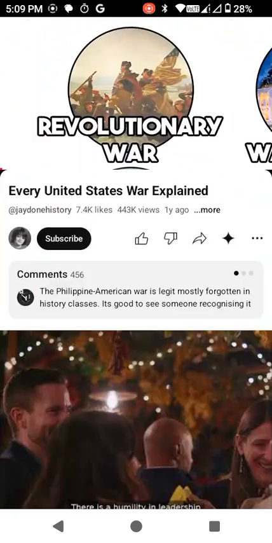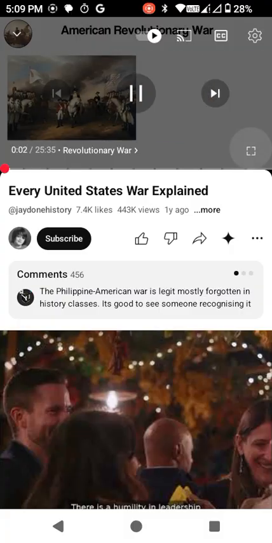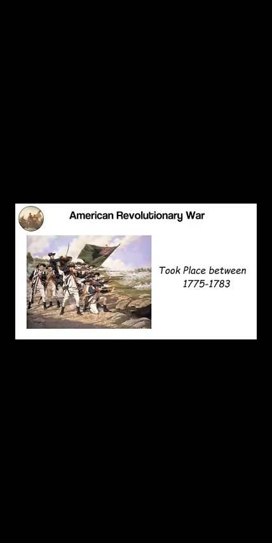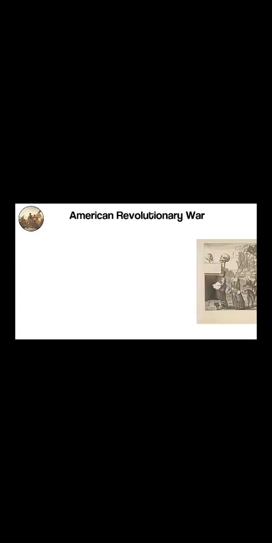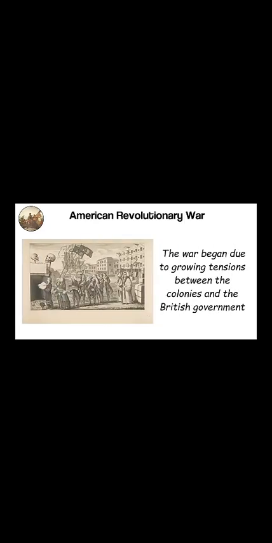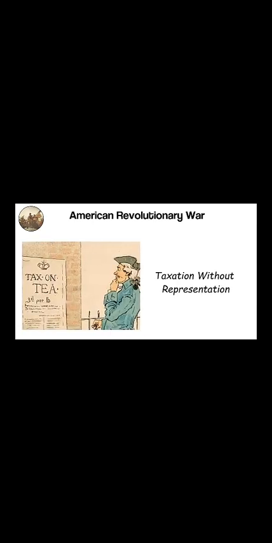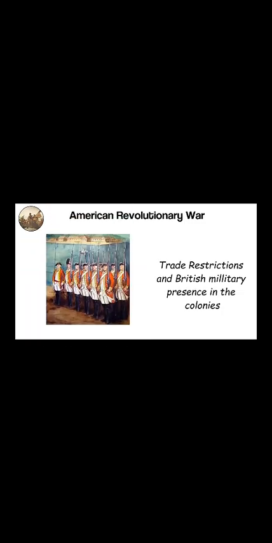Events like the Stamp Act of 1765, the Boston Massacre in 1770, and the Boston Tea Party in 1773 fueled resentment. The First Continental Congress met in 1774 to seek a peaceful resolution, but after British troops clashed with colonial militias at Lexington and Concord in April 1775, armed conflict became unavoidable. The war was rooted in the colonies' desire for self-governance and economic freedom, while Britain aimed to maintain control over its empire.